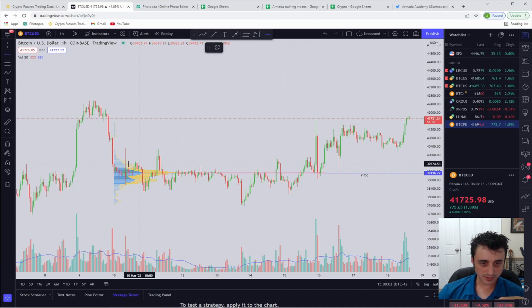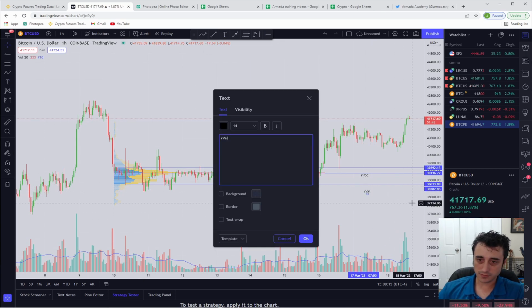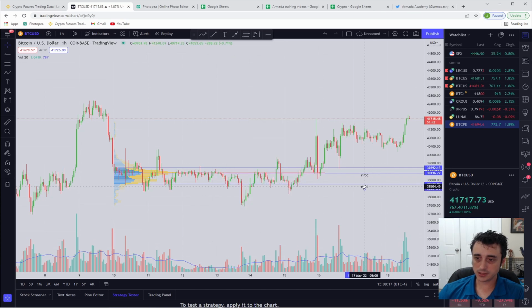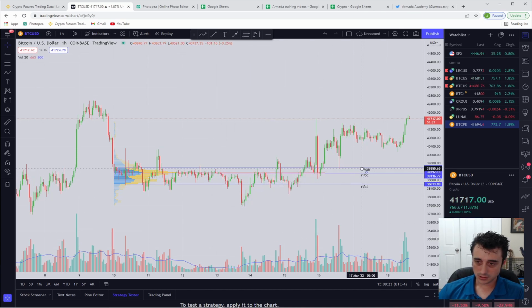We have two other lines here. We have our value area high, and we have our value area low. And these are where you see people call them VAH and VAL. So we have our range value area low right here. We have our range value area high right here.